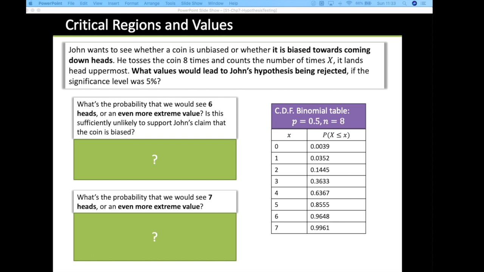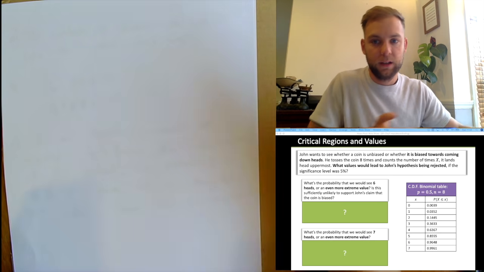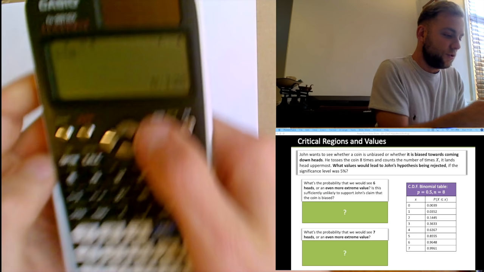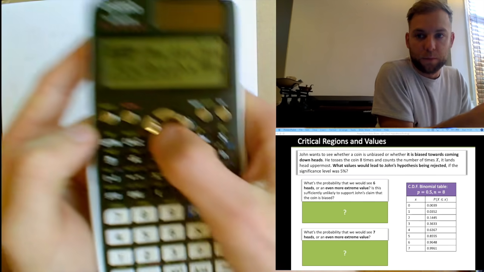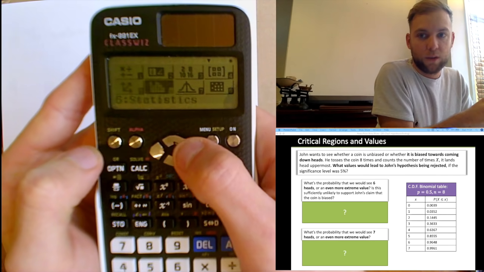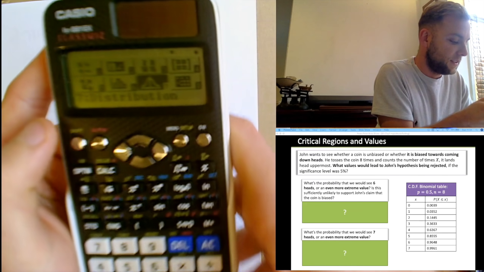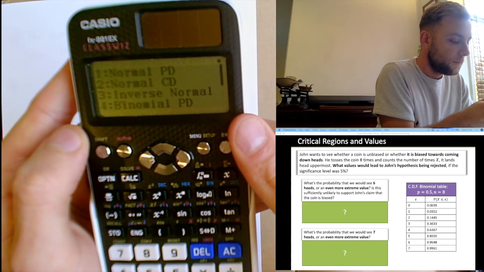Now, you'll notice that on here, you've got a binomial table. You can actually do this on your calculator. So it's probably worth me showing you how to do that first, okay? So if I go onto menu, and I go to number 7, which is statistic there, okay?